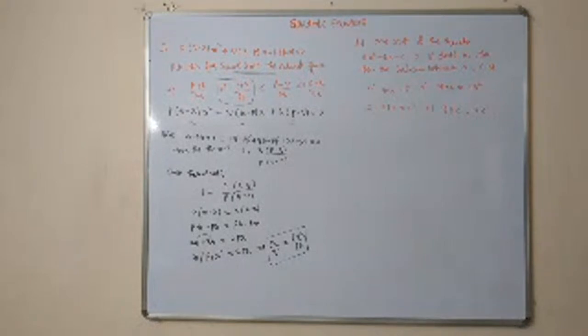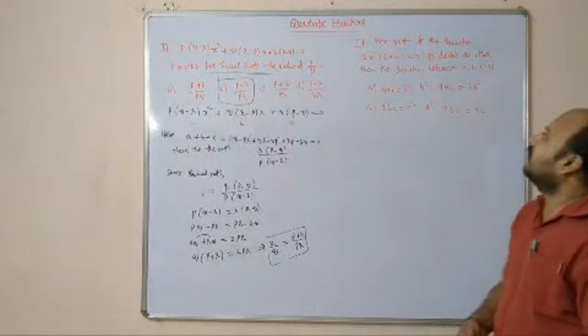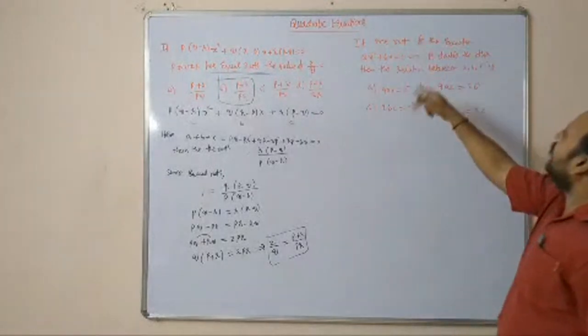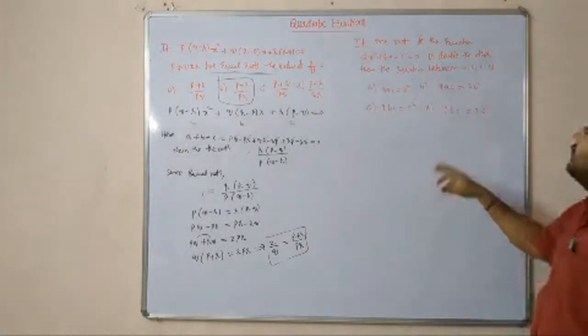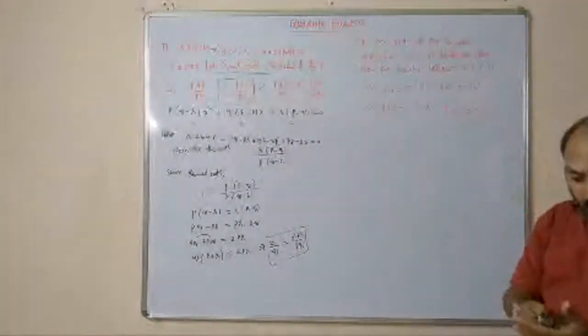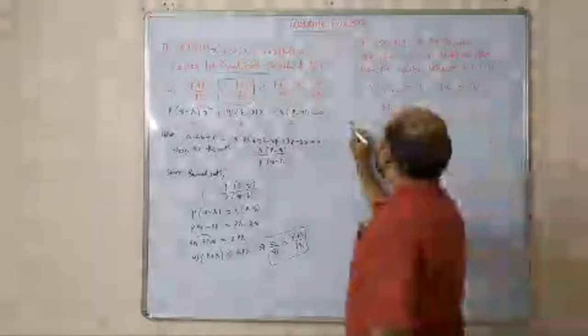I will come to the next question. If one root of the equation is double the other, then what is the relation between a, b, c? Here one important point to keep in mind.